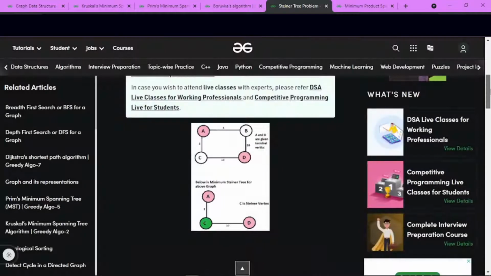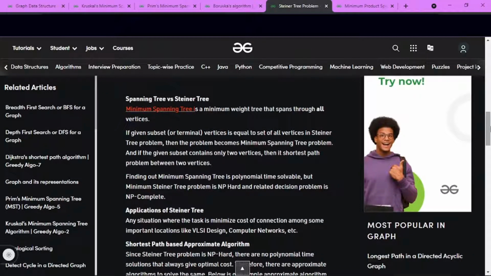Now let's see what the basic difference is between a spanning tree and a Steiner tree. A minimum spanning tree is a minimum weight tree that spans all vertices, and if the subset given to us, or the terminal vertices, is equal to the set of all vertices in the Steiner tree problem, then the problem becomes a minimum spanning tree problem. Okay, and if the given subset contains only two vertices, then it is just a shortest path problem between those two vertices. Okay, and one more important thing is that minimum spanning tree is a polynomial time solvable problem, but the minimum Steiner tree problem is NP hard, and the related decision problem is NP complete.